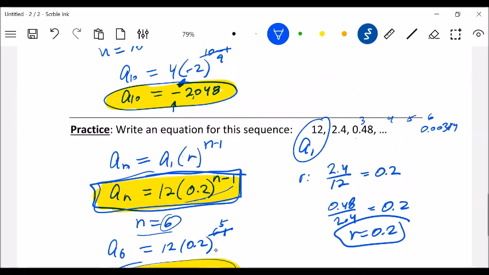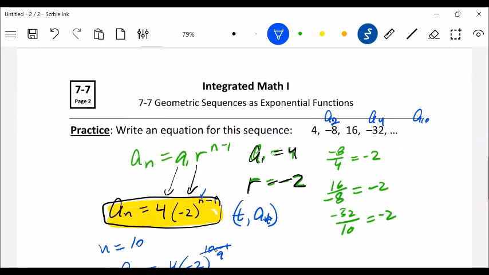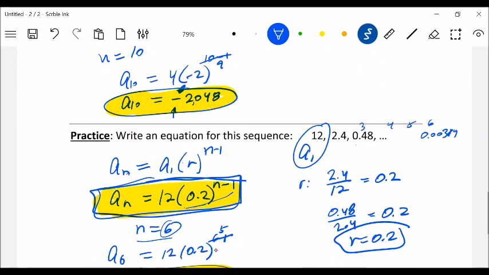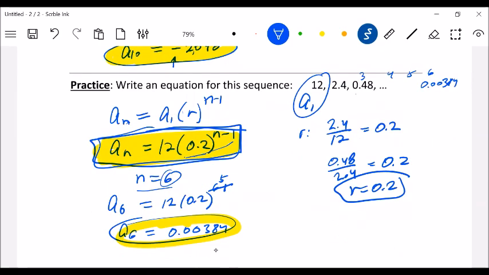Okay, so hopefully that helps in figuring out the equation and then using the equation for these types of problems.